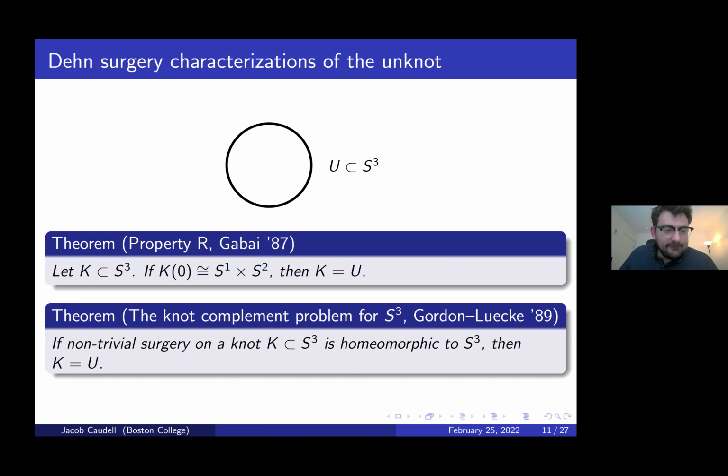And then a couple years later, the celebrated theorem of Gordon and Luecke, resolving the knot complement problem for S3: knots are determined by the homeomorphism type of their complements. But they showed this by giving another Dehn surgery characterization of the unknot. They showed that if non-trivial surgery on a knot is homeomorphic to S3, then K is the unknot. So we have these two characterizations of the unknot.